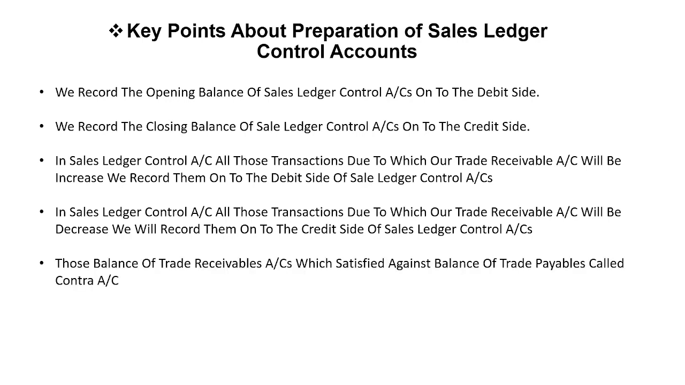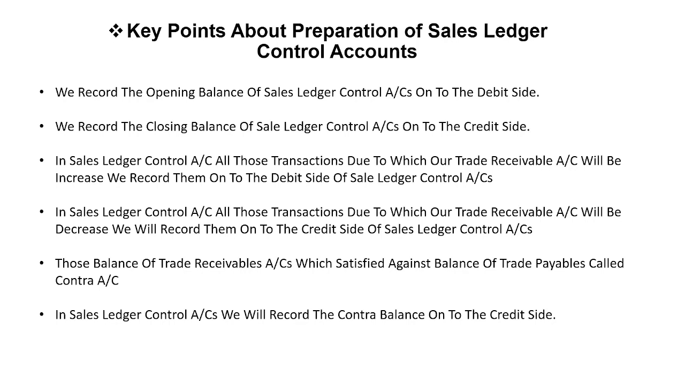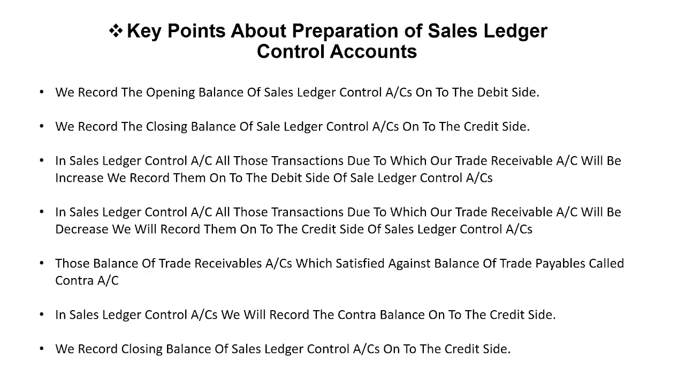The next important point is that the balance of trade receivables which is set off against the balance of trade payables is called a contra account. When we record it in the sale ledger control account, we record the contra balance on the credit side. If we are given contra asset accounts, we record them on the credit side in the sale ledger control account. The last point is that we record the closing balance of the sale ledger control account on the credit side. Always remember these points.